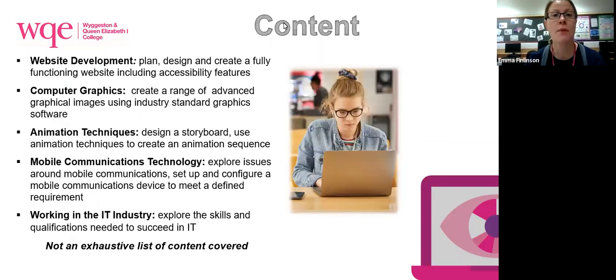Just to give an example of some of the content in the courses, the larger size course does cover more different units and a broader range simply because it's larger. This is an idea of some of the units that we do offer. We look at a whole unit around website development, where you will be given a scenario, a business for which you need to develop a website.